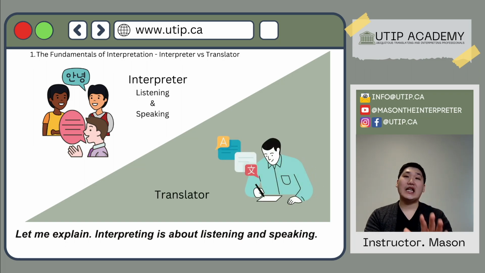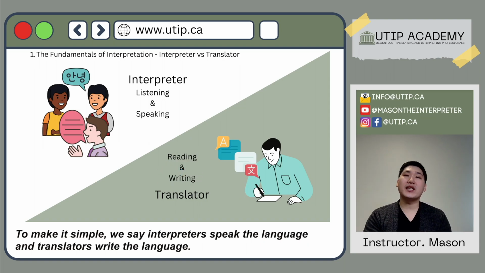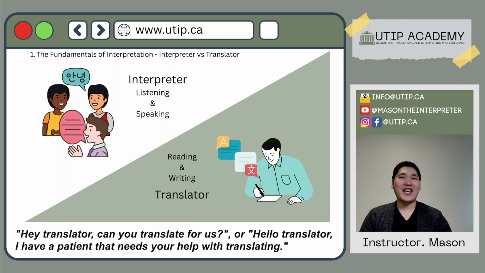Let me explain. Interpreting is about listening and speaking, whereas translating is about reading and writing or typing. To make it simple, we say interpreters speak the language and translators write the language. When you're working as an interpreter, you will hear something like this all the time. Hey translator, can you translate for us? Or a hello translator, I have a patient that needs your help with translating.